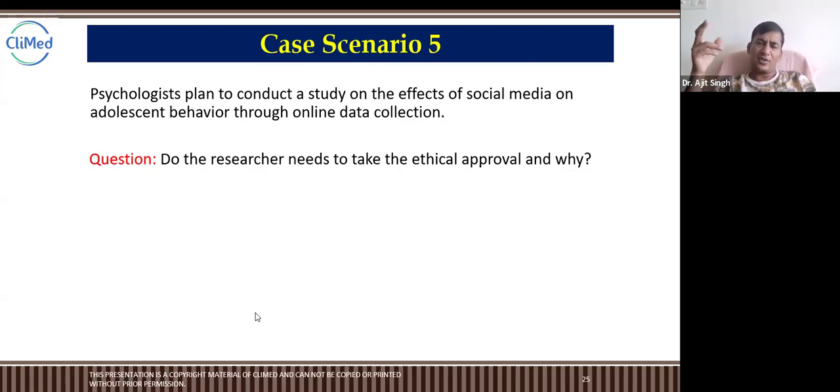Yes, what does everyone say about the answer to this question: does the researcher need a consent form or not? Does the researcher need a consent form? No identity disclosure. Okay.